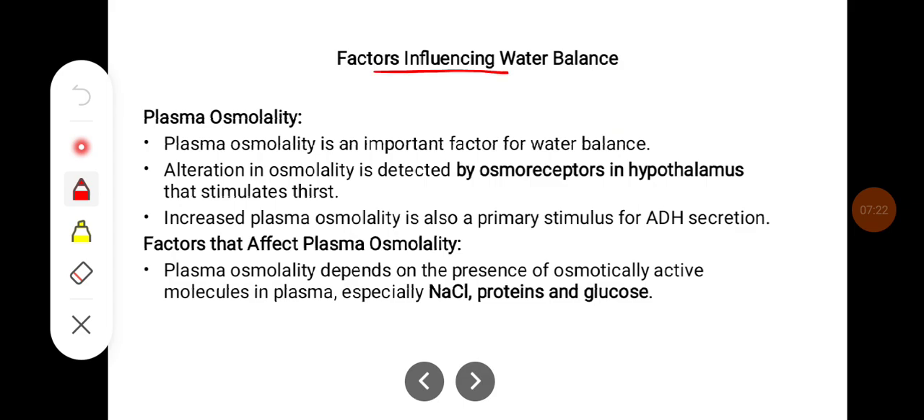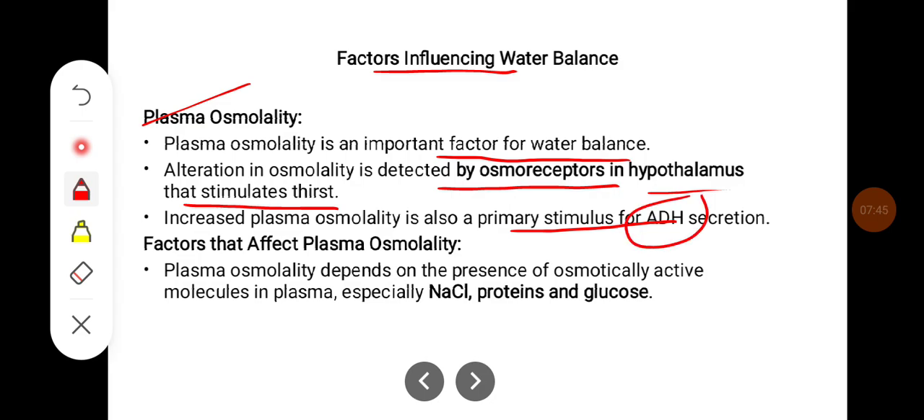There are many factors which influence the body water. Plasma osmolality is one. The plasma osmolality is an important factor for water balance. Alteration in the osmolality is detected by osmoreceptors in the hypothalamus that stimulate thirst. Increased plasma osmolality is also the primary stimulus for ADH secretion. The plasma osmolality mainly depends on the osmotically active molecules in the plasma, especially sodium chloride, proteins, and glucose.